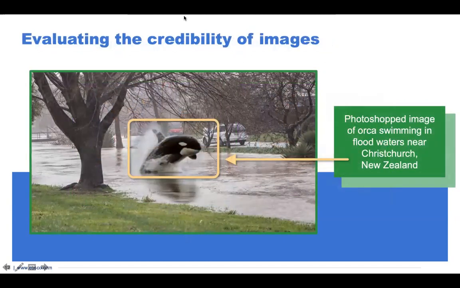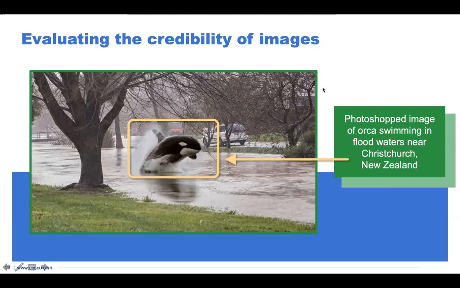This is another silly, but actual, example of evaluating the credibility of images. This photo was supposed to be in Christchurch, New Zealand, of flooding that happened there. And someone photoshopped an image of an orca swimming in the floodwater streets. This did not happen, but you can see where it looks really real.